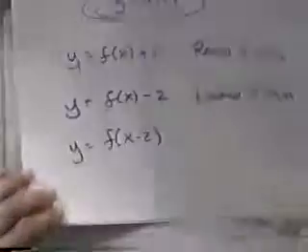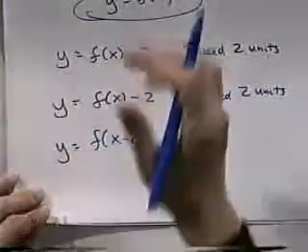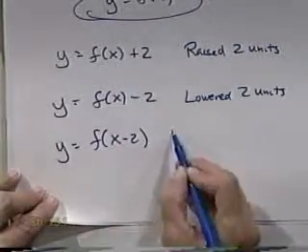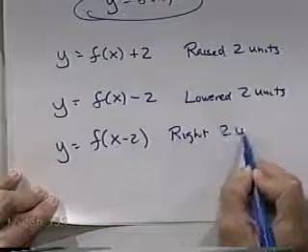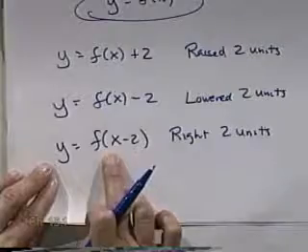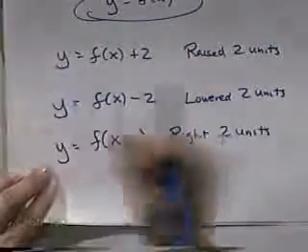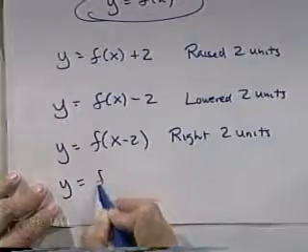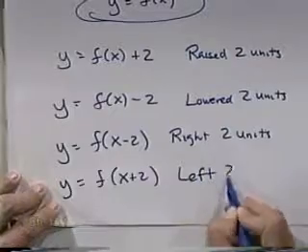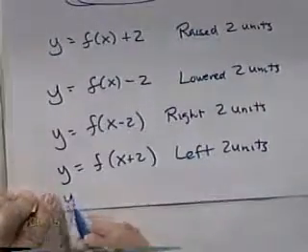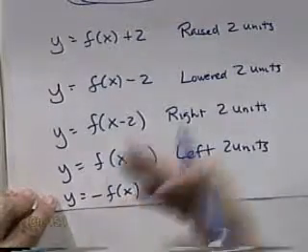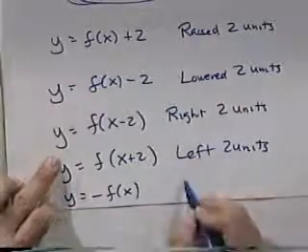Remember, it was just the opposite? Notice plus 2 raises it up, minus 2 lowered. When you had a minus inside the parentheses, you moved to the right 2 units. And the reason is if you figured out for this new function, f of 2 for the new function is doing what f of 0 did for the other function, so you're moving it 2 units. And if you had this, that moved it to the left 2. And lastly, what if I did this? Whatever was positive became negative, whatever negative became positive. You reflected it through the x-axis.